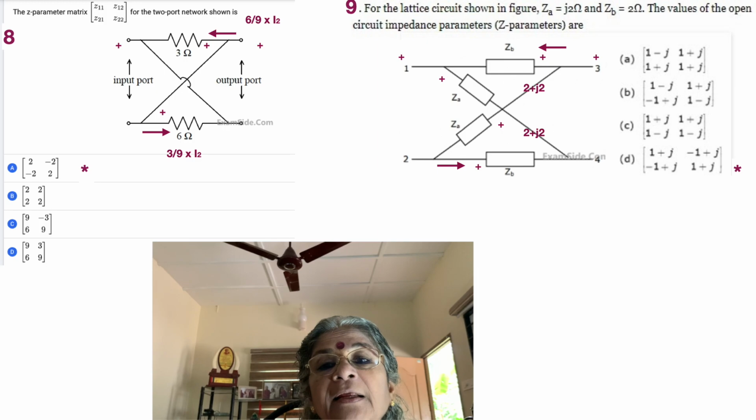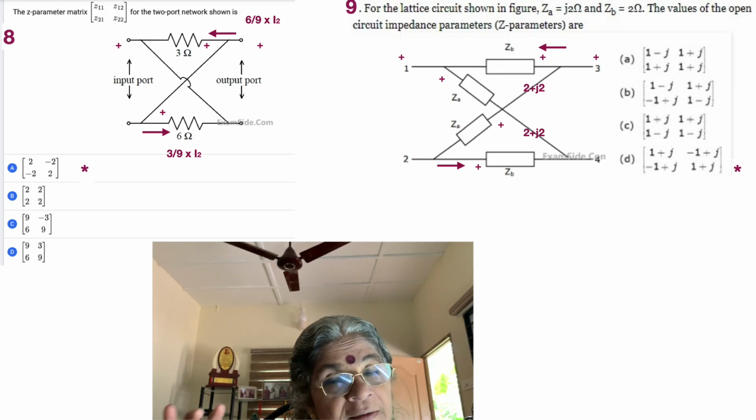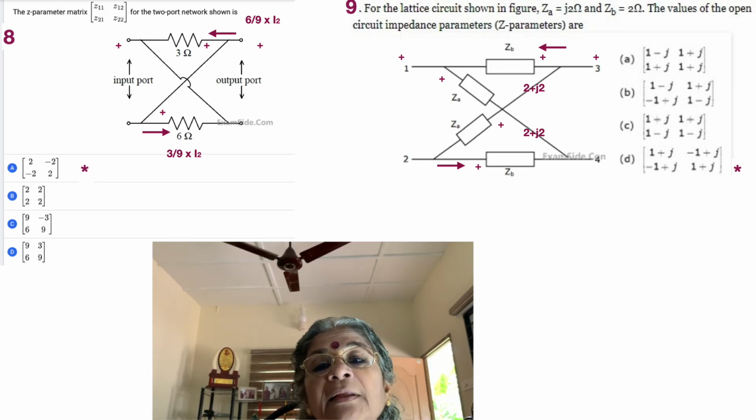You inject a current I1. What happens to it? By supplying voltage V2 there, it again splits into ZB and ZA and then comes back. That's one circuit. The other circuit is ZA and ZB. So what is ZA plus ZB? Because they are happening together, ZA plus ZB is 2 plus J2.